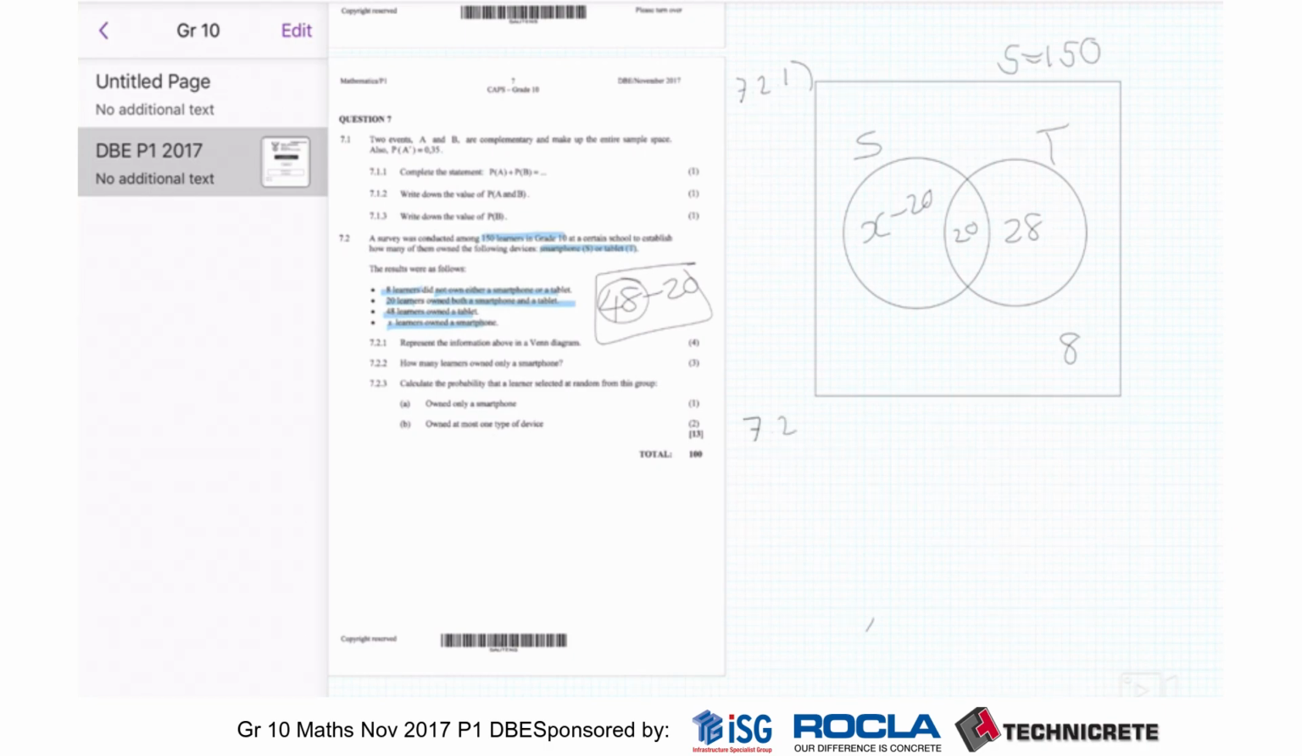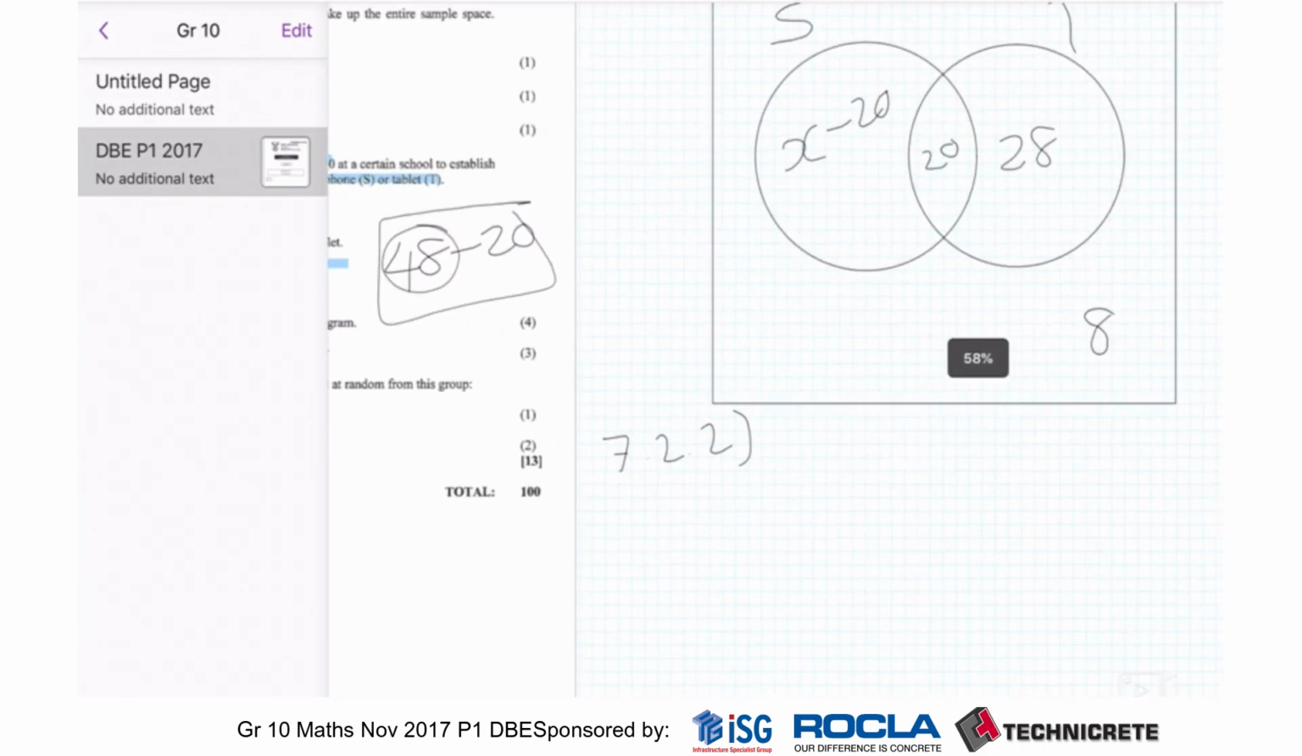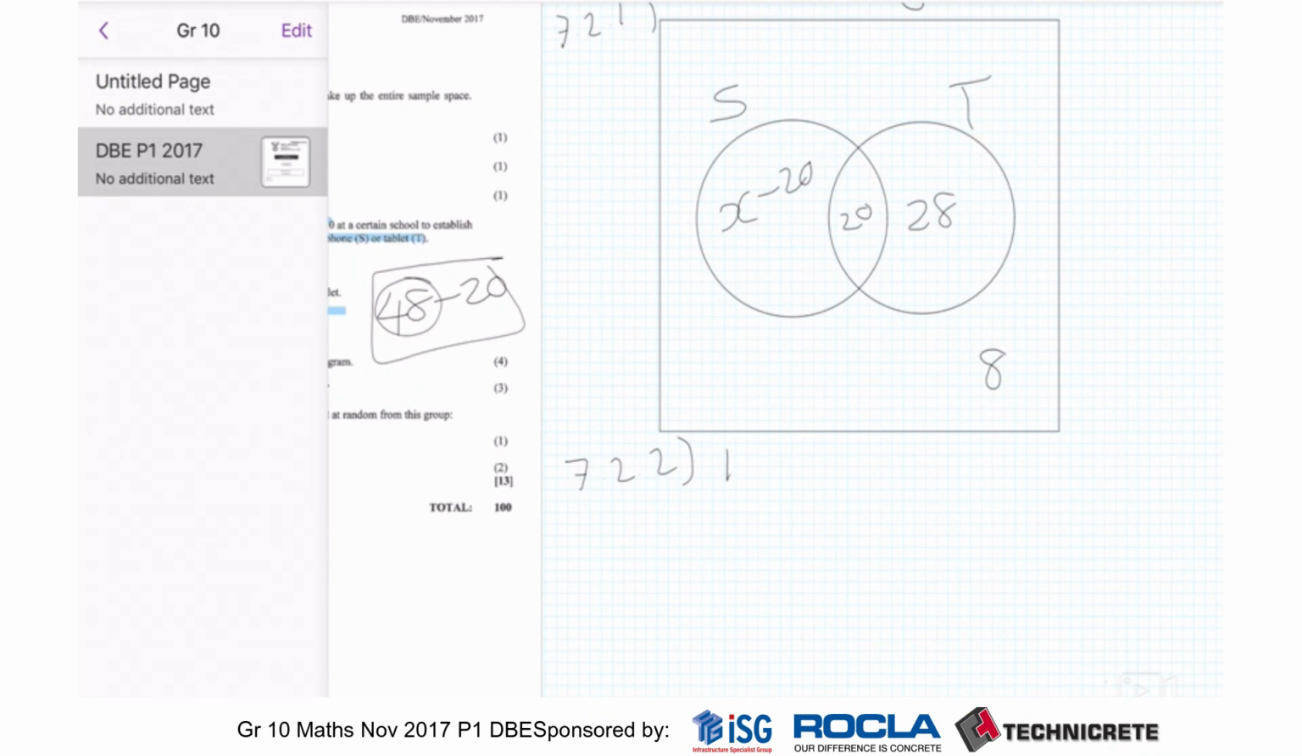So then 7.2.2 says how many learners only owned a smartphone. So now we've got to calculate. So we know my total is 150. We've got to incorporate everything else. So we've got x minus 20, plus 20, plus 28, plus 8. We're solving for x.